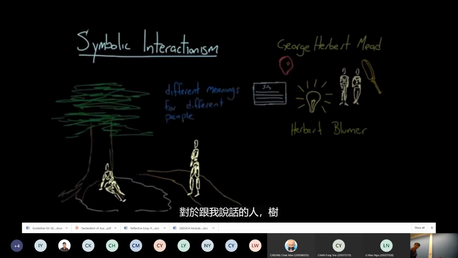For the person talking to me, the tree is a breeding ground for creepy crawlies, and they are going to avoid it. But I'm quite happy with my seat in the shade, and I haven't been bothered by any ants, so I'm content just to sit. We have different views of the tree, and so we act differently.